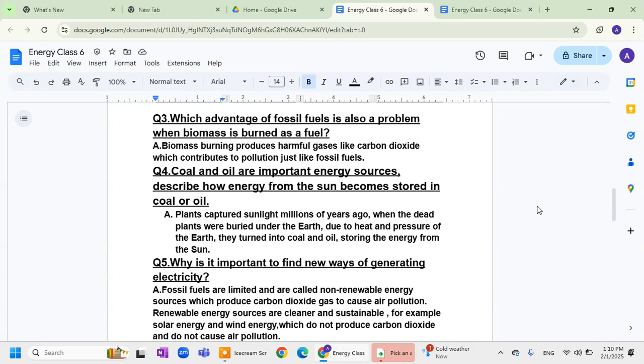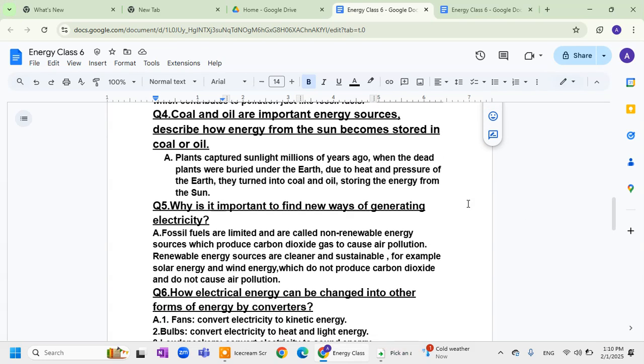Question number 3. Which advantage of the fossil fuels is also a problem when biomass is burned as a fuel? Biomass burning produces harmful gases like carbon dioxide, which contributes to air pollution, just like fossil fuels. So biomass also produces carbon dioxide, which causes air pollution.